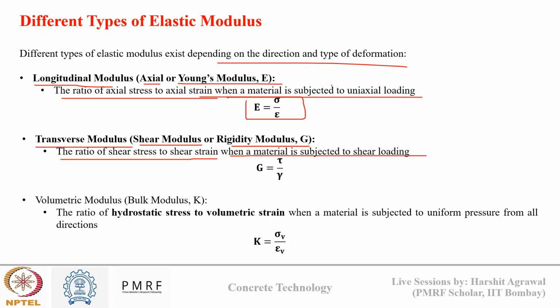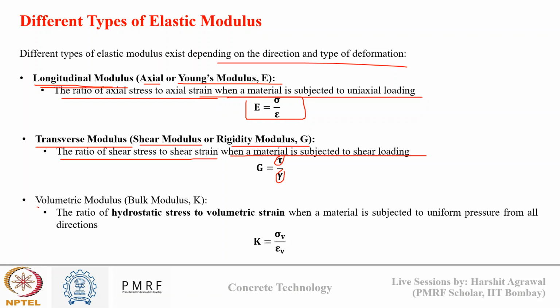So, based on the loading and the direction of deformation, you can see these two are different. Both are representing modulus of elasticity, but they are in different directions. E represents the longitudinal modulus, which is given by stress upon strain, and G is also stress upon strain, but this is shear stress upon shear strain.